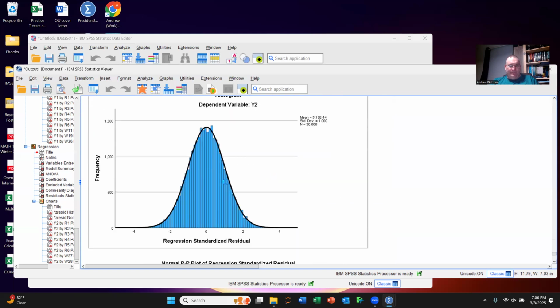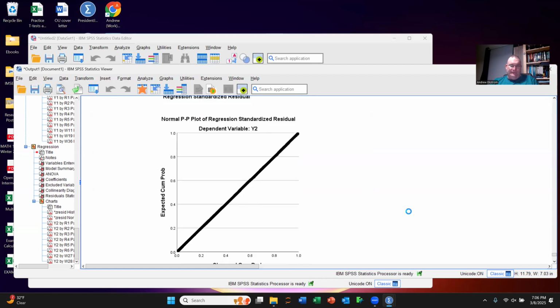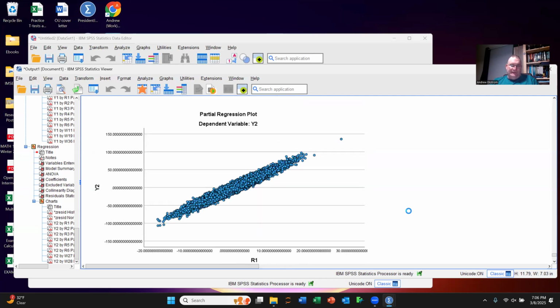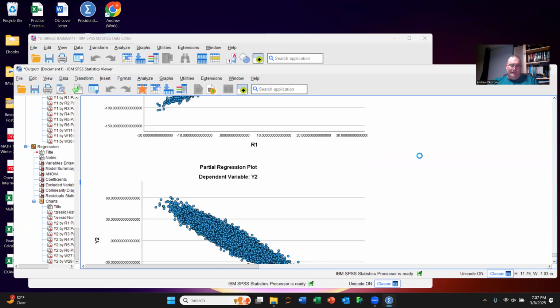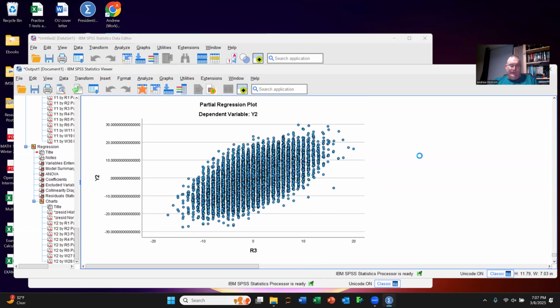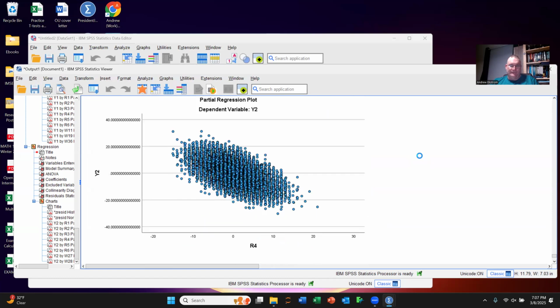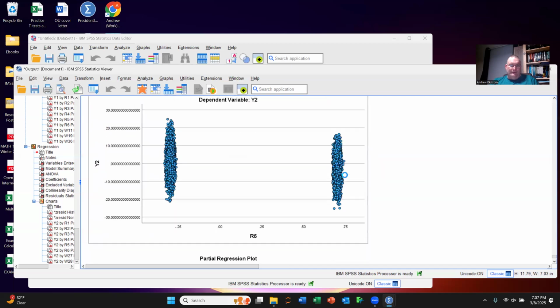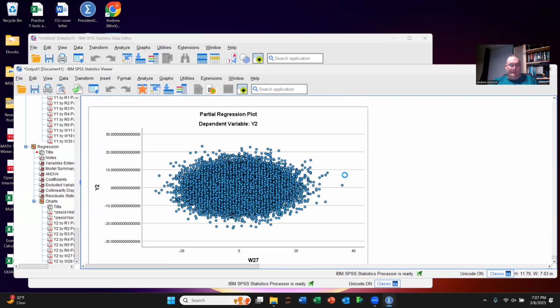Looking at the chart here, so standardized residuals, does that look like a normally distributed plot? Yes, it does. Do all those data points look like they're on the straight line? Yes, they do. So we can see R1 and how that looks. R2, we see that R3 has quite a bit more variability in it, but we can still see the upward slope. R4 downward. R5 and R6 are what are called dichotomous. So that's why they're just the things at the end.